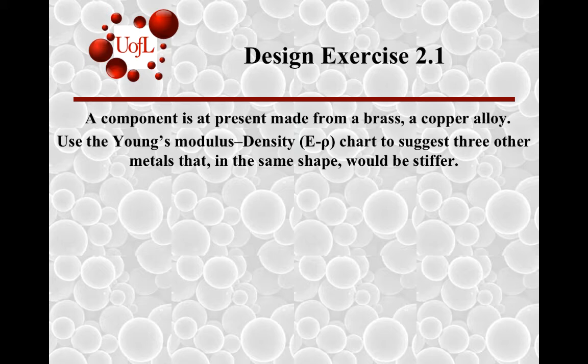Let's take a look at the first example. It's a part that is made out of brass. It's a copper alloy. Do you know what is the other major alloying element in brass besides copper? Think about it. It's one of the Z-based elements. Use the modulus density chart and see what are 3 metals that would be stiffer.